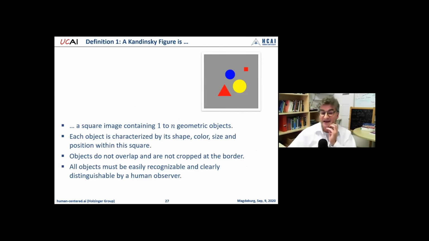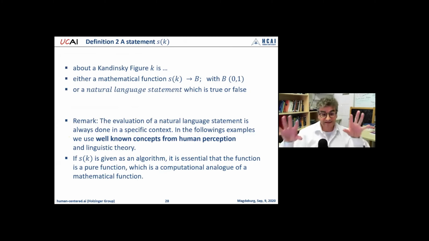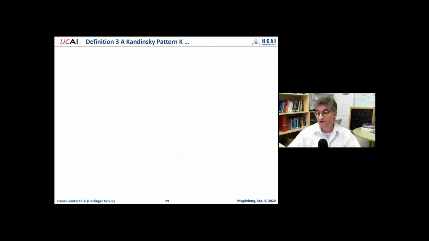We define a Kandinsky figure as a square image containing 1 to n geometric objects, and each object is characterized by shape, color, size, position, and so on. A statement can then either be a mathematical function, this is the strong ground truth, or a natural language statement, which can be true or false. This is important because it can be used by us for producing counterfactuals, these what-if questions. Several Kandinsky figures together form a Kandinsky pattern.